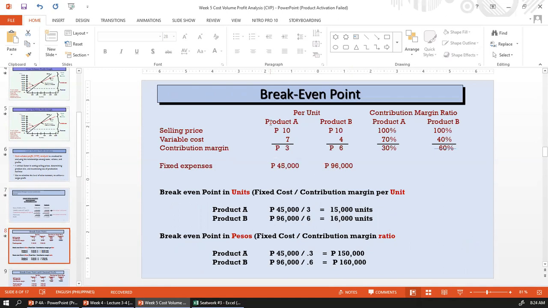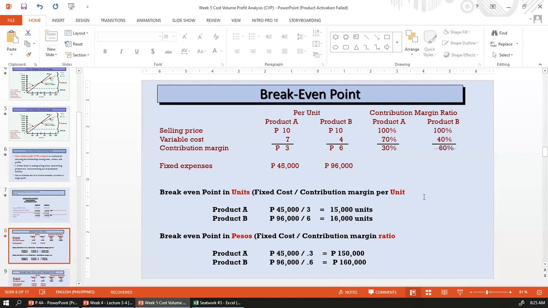So we get the selling price per unit for product A is 10, variable cost is 7, and the contribution margin per unit is 3 pesos. The fixed expense is 45,000 pesos. The same with product B. We have a contribution margin of 6 pesos and a fixed cost of 96,000. For the contribution margin ratio, for product A, it's 30%, and for product B, 60%.